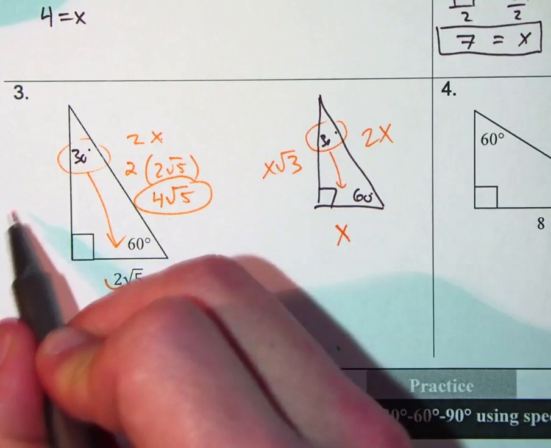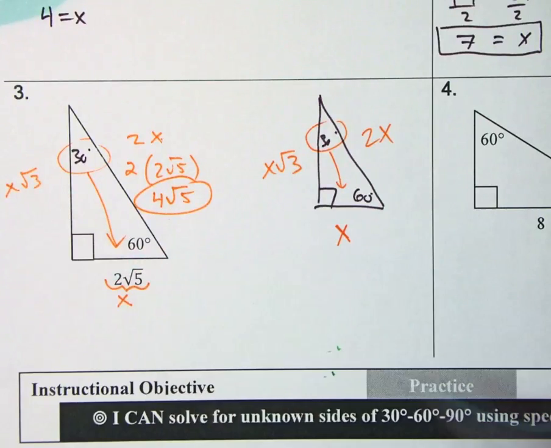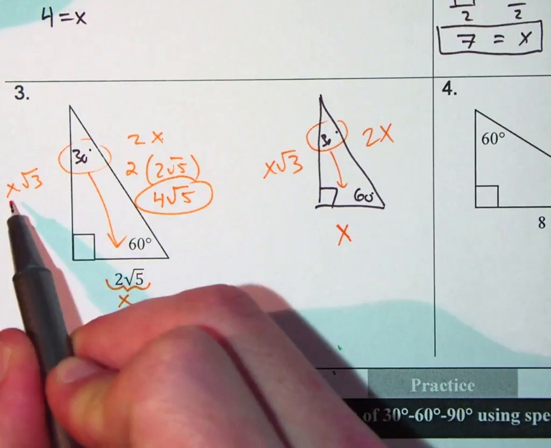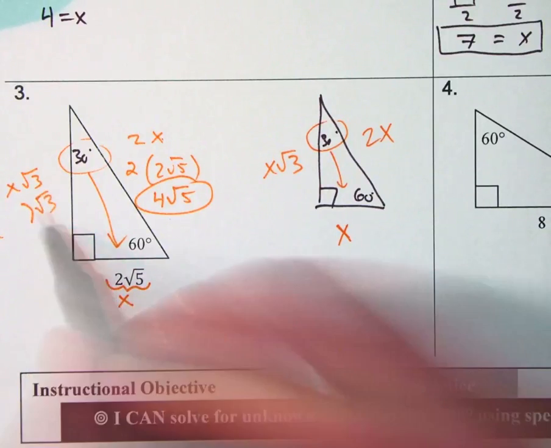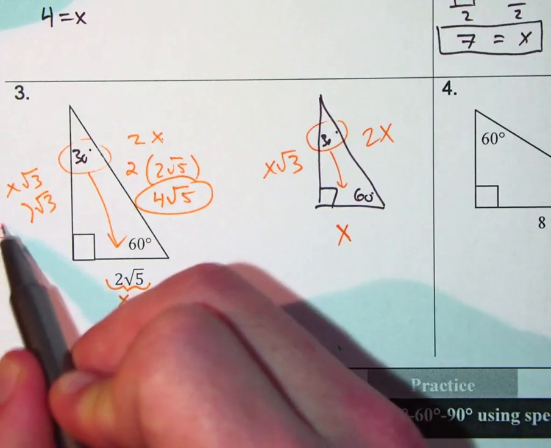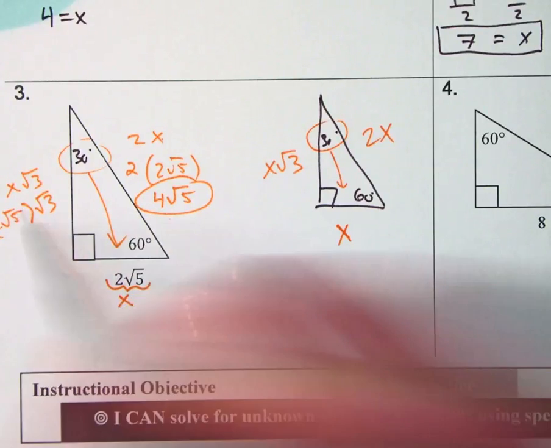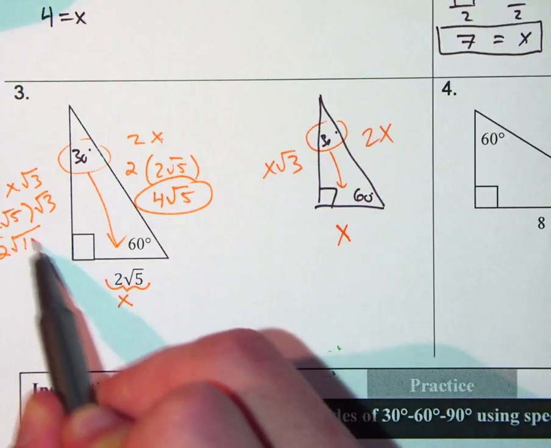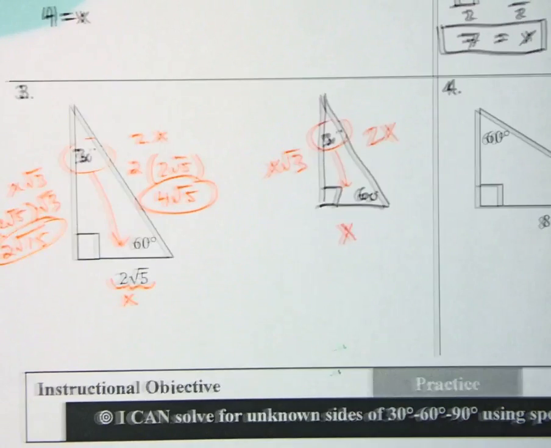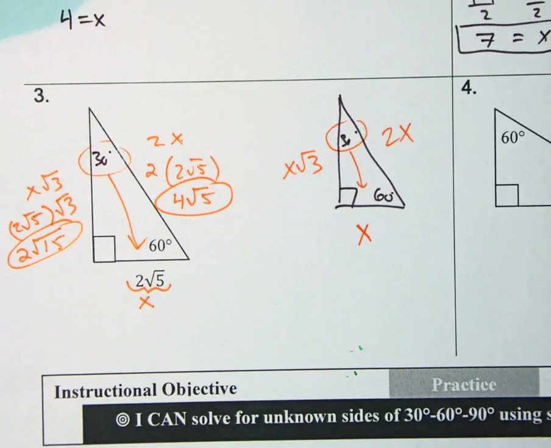You're going to put this over here, but it's x square root of 3. So just put this right there for the x. If I do that, here's 2 square root of 5. Go ahead and multiply. It's going to be 2 square root 15. There we have it. Try the last one on your own.